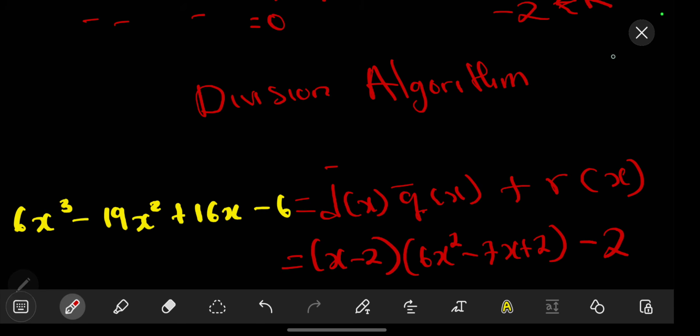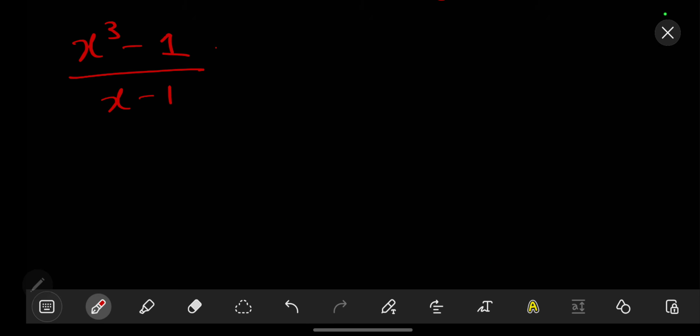Let's look at the next question. Let's say we have this equation. So as long as we have that, that means divide. So we are going to write something like this.